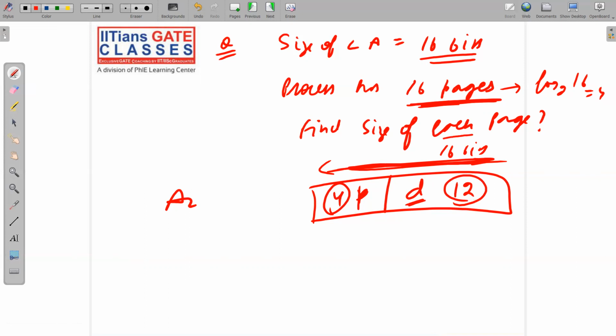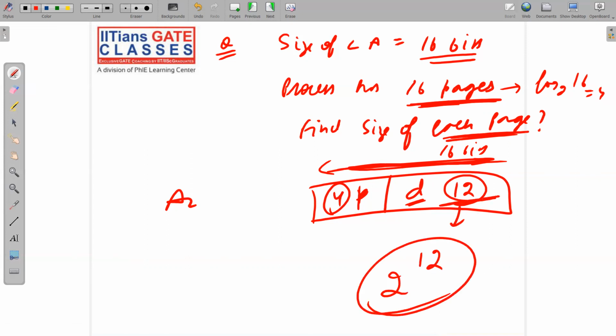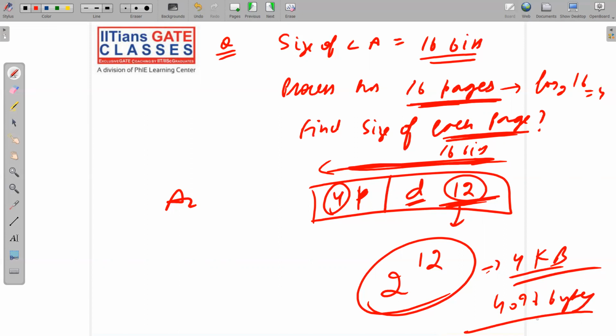They are asking the size of each page. Very simple. Size of each page will be 2 power 12. 12 bits are needed to label the bytes in the page. So how many bytes will be there? Obviously 2 power 12, just reverse it. 2 power 12 is nothing but 4 KB, or you can say 4096 bytes.